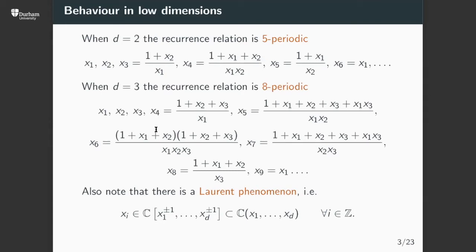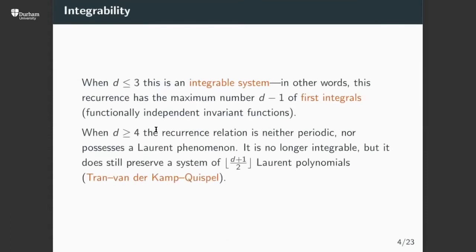The periodicity helps you find invariant functions that way. But in general, when d is bigger than 4, this recurrence relation is not periodic, it doesn't have a Laurent phenomenon, and it's not an integrable system anymore. But it does still have quite a lot of invariant functions. So you can find a system of d plus 2 over 2, d plus 1 over 2 Laurent polynomials. So maybe some of the stuff that I explain in this talk can be made to work in those cases. But anyway, the d equals 2 case is classical, and the d equals 3 case is what I'm going to hopefully explain in this talk.